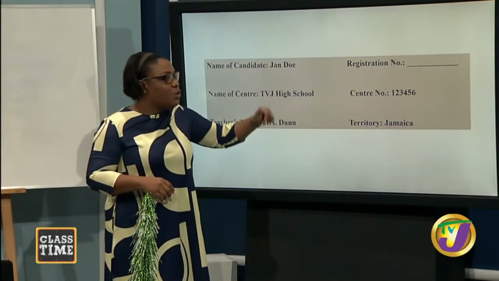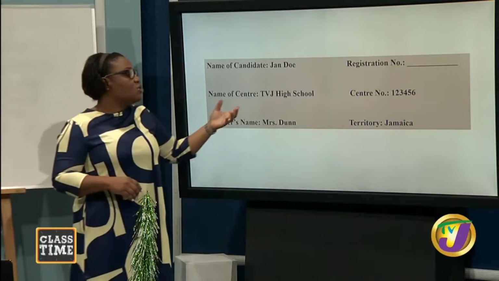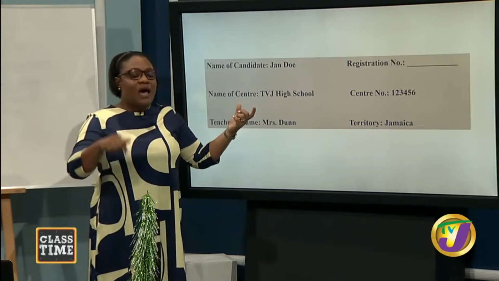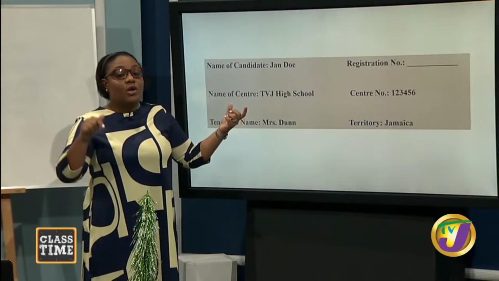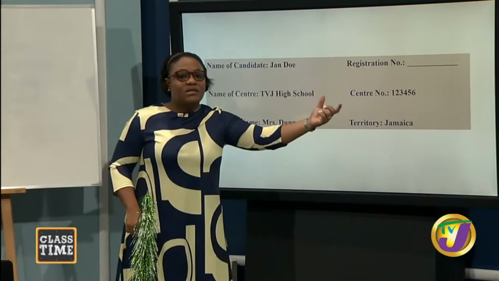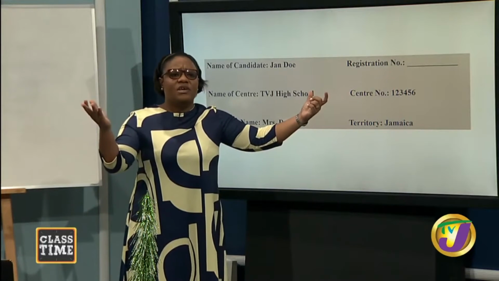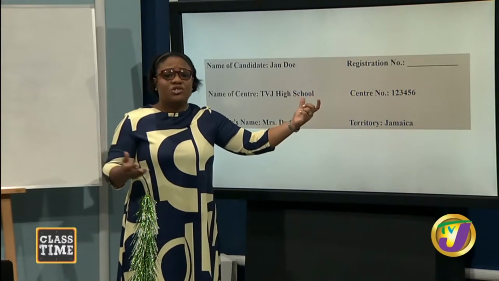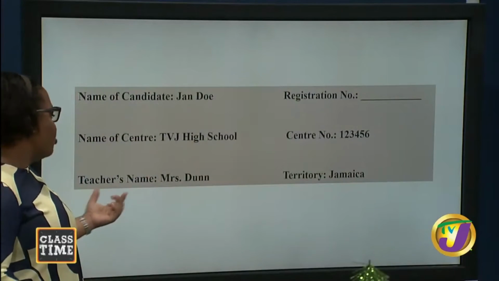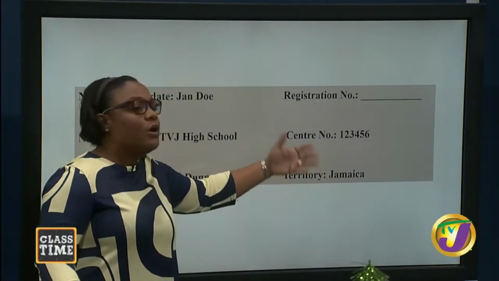Your name, John Doe, your registration number. I'll soon tell you about that. The name of the center is the school in which you're going to sit the exam and do the actual practical examination where you'll be assessed. And every center has a unique center number to it. It's 6 digits, and you can easily get that from your subject teacher or administration from your school. Actually, you should know that from fourth form. Your teacher's name or the assessor's name, some persons may have that. Your territory, you are in Jamaica.